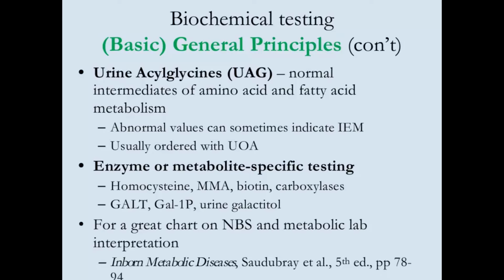Going back up to urine, so urine acylglycines are a test that also look at intermediates, and they're usually helpful with some of the fatty acid oxidation disorders, particularly MCADD, they'll be abnormal in, and then some other fatty acid disorders they're not helpful in, like VLCADD, the longer chain ones. So we'll touch base a little bit about that.